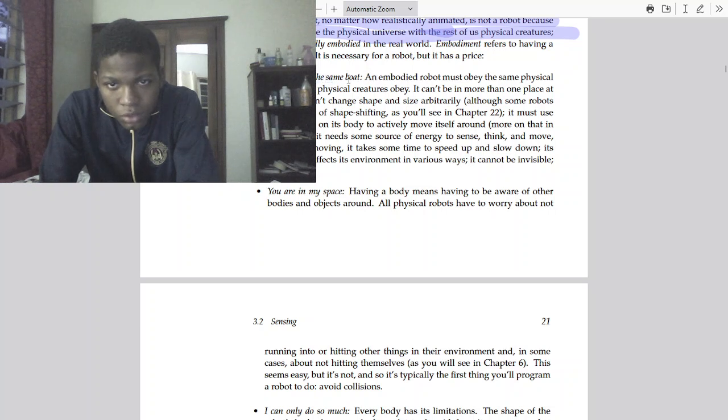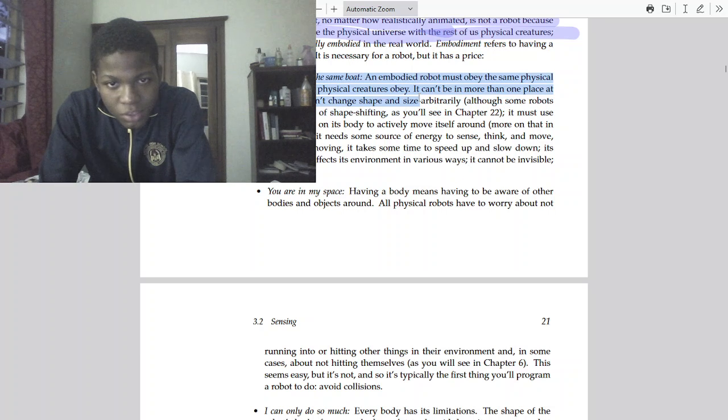We're all in the same boat. Embodiment. Oh, so any embodied robot must obey the laws of physics. Since it's a physical robot, it has to obey the laws of physics. It can't be in more than one place at one time, and it can't change shape arbitrarily.